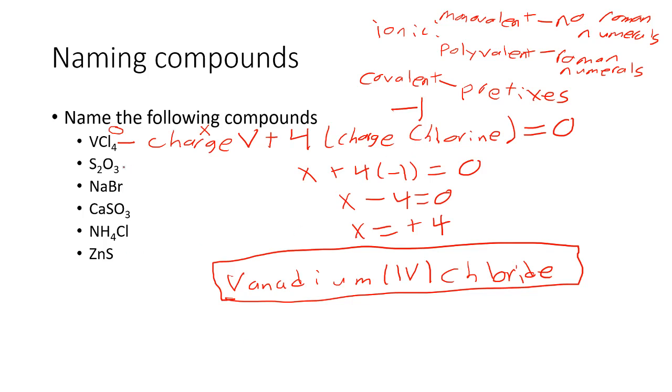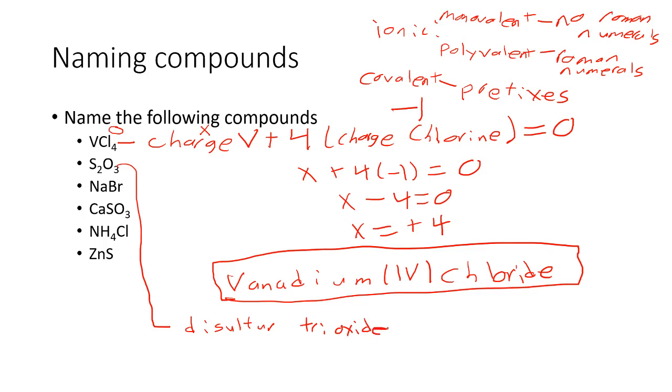So let's look at our second compound here, S2O3. With this, we should be able to denote that sulfur and oxygen are both non-metals. We're going to end up with a covalent compound here, meaning that we want to use prefixes in our naming. So this is going to be disulfur trioxide.